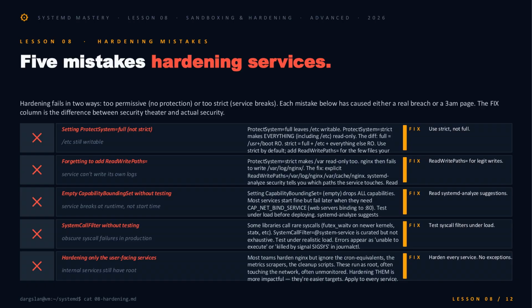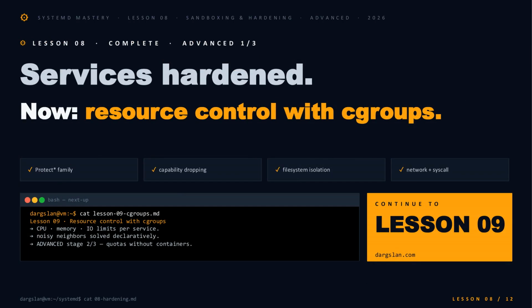No exceptions. So that's Lesson 8. 4 families covered: Protect*, capabilities, file system isolation, network and syscall filtering, and a service that's genuinely smaller as a target after the inevitable compromise. 5 lines, real payoff, ship it on every unit. Next up, Lesson 9, resource control with cgroups, CPU, memory, and I/O limits per service, noisy neighbors solved declaratively, no containers required. See you there.